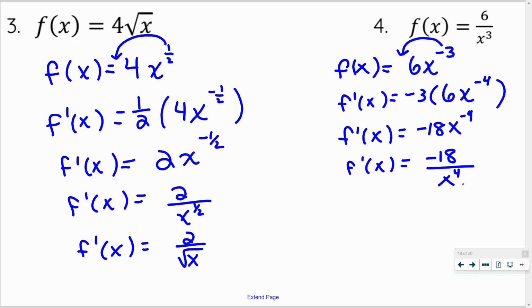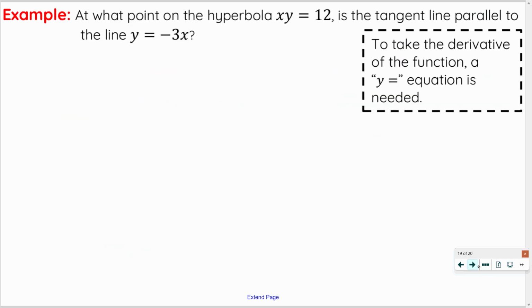So we've seen questions where we have no coefficient in front and ones where we do have a coefficient in front. Let's just go and do a word problem, because I really want you to remember what it is you're doing when you find a derivative. And what you're doing when you find a derivative is finding the slope of a tangent line to that curve. So we have this point. We want to find at what point on the hyperbola xy equals 12 is the tangent line parallel to the line y equals -3x. So first of all, we need a y equals equation here.